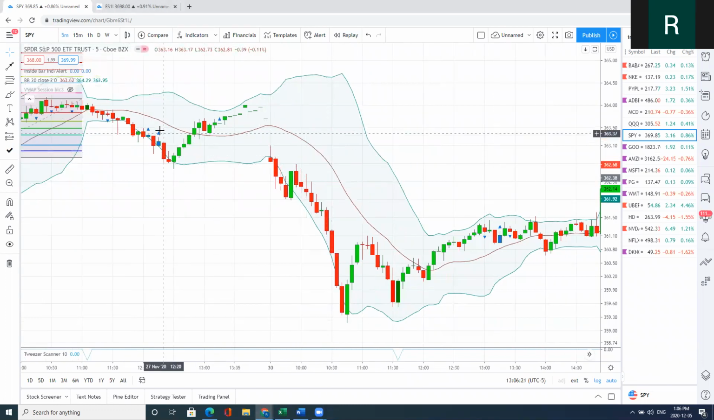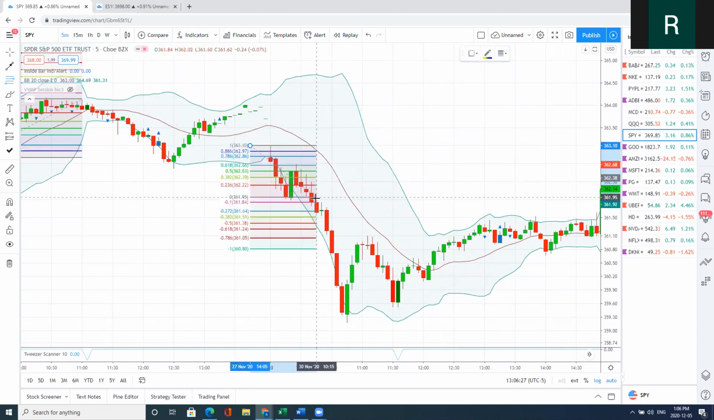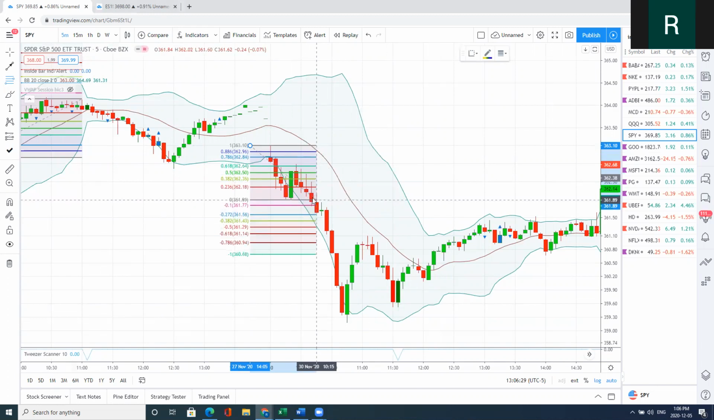So how do you actually get involved in this play? What we're going to do is draw the Fibonacci from the high to the low. And we had a clear 618 entry that traded two targets. So this was a very easy setup. Once we had that first impulsive leg, we had to pull back to 618 and we had this big collapse.